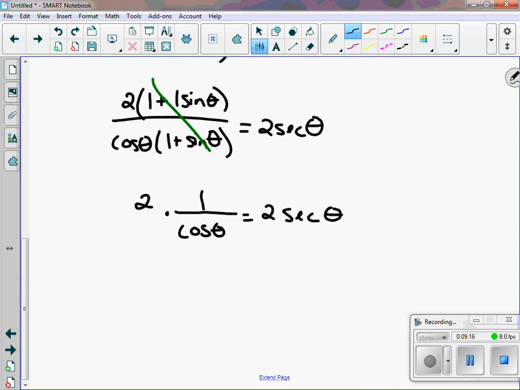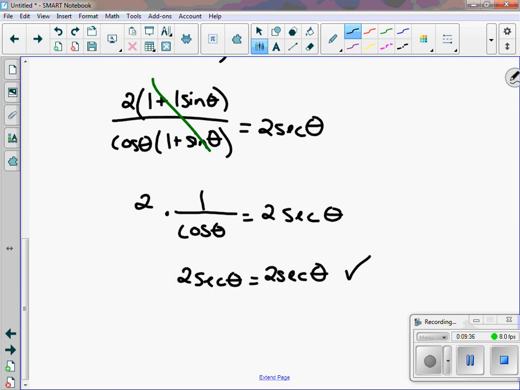Now I know I said normally I'd switch everything into sine and cosine, but in this case I didn't, just because I wasn't going to touch the right side. Well, 1 over cosine of theta is realistically secant. So this is 2 secant of theta equals 2 secant theta.